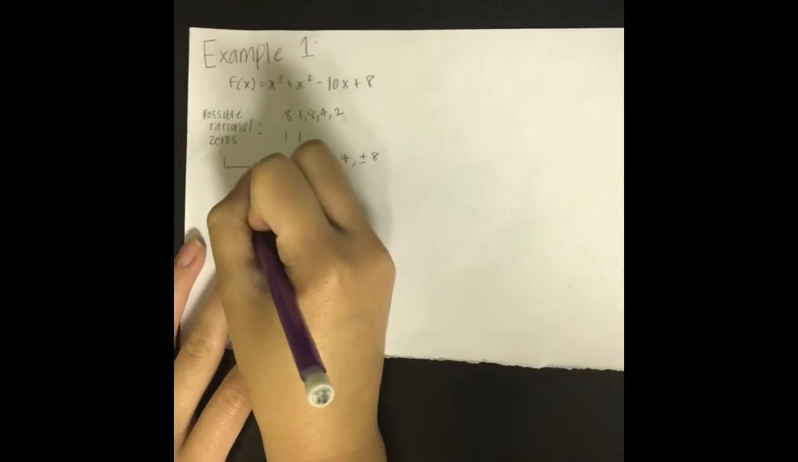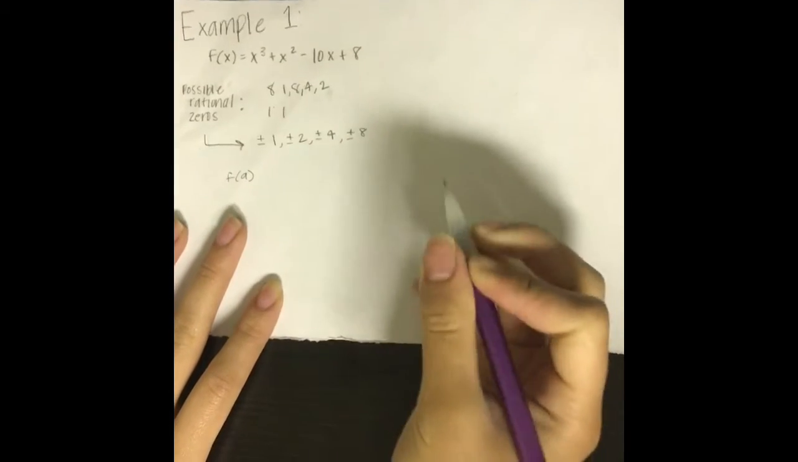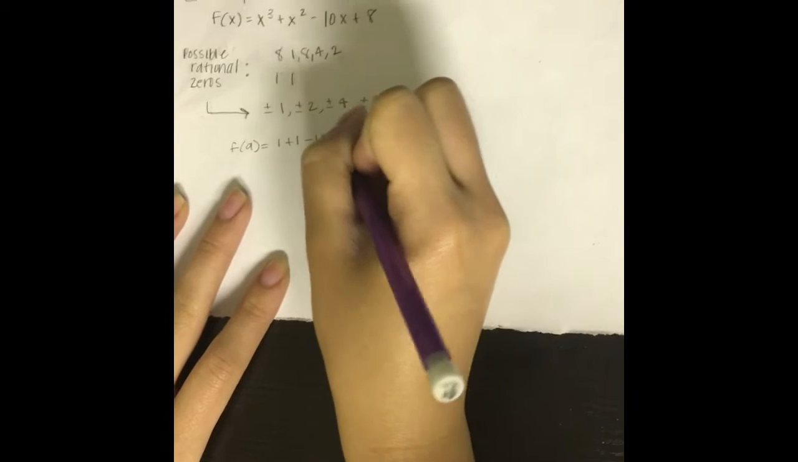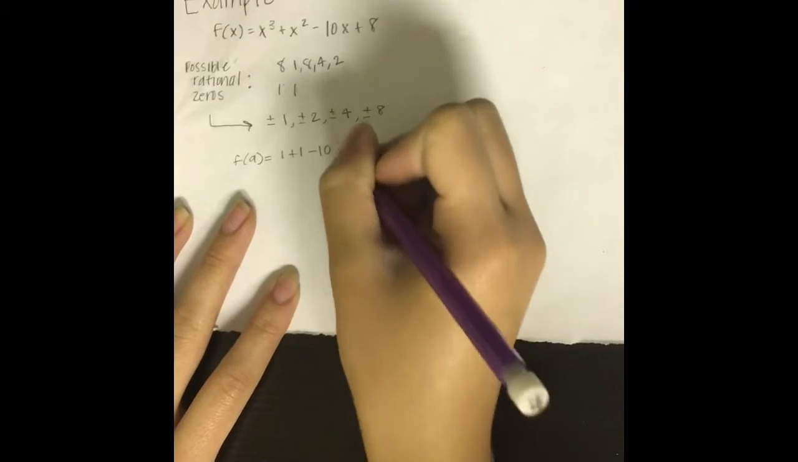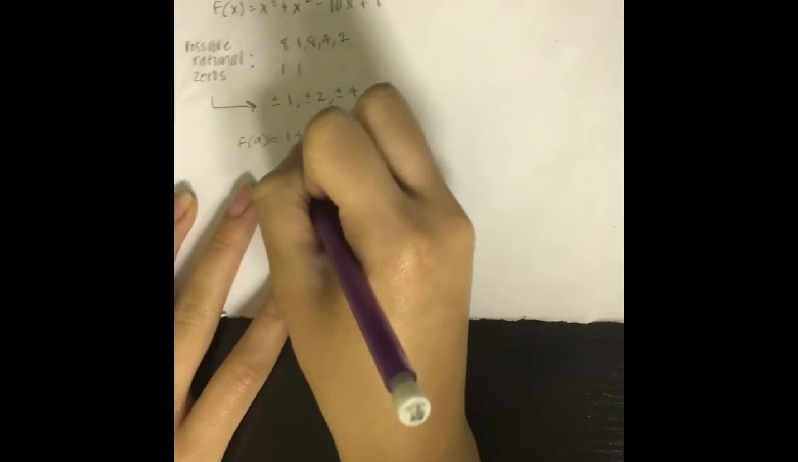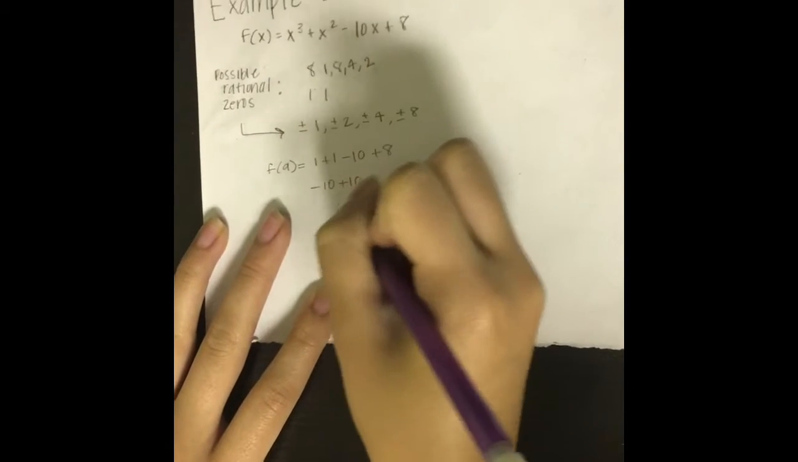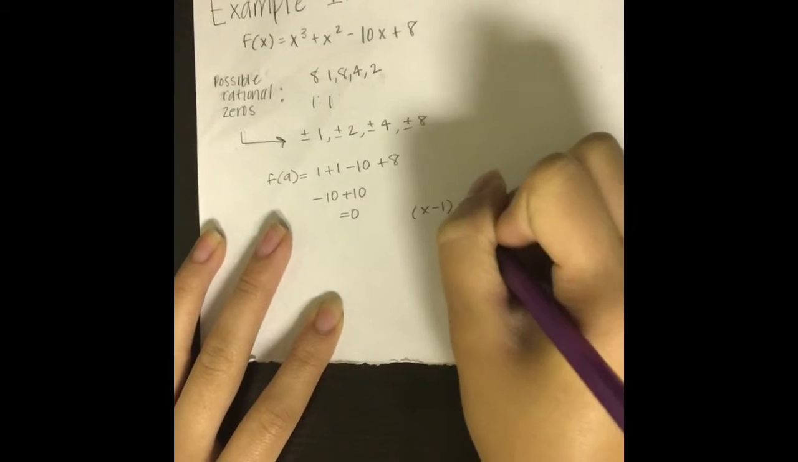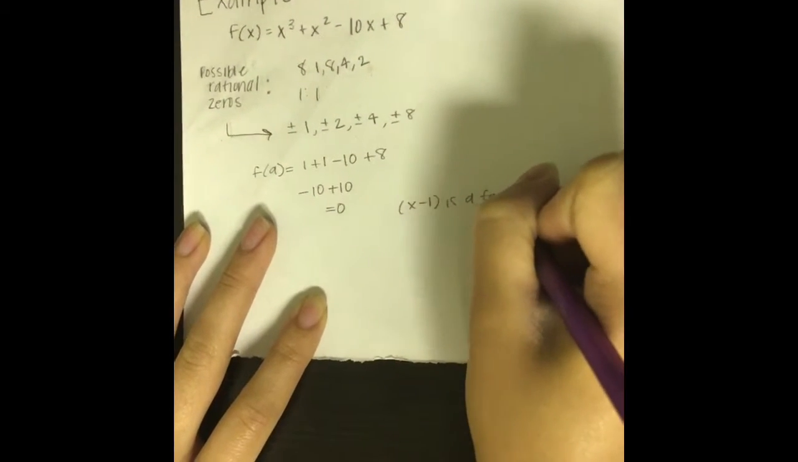Then we're going to plug in 1 to the equation because it's easier, and we can find out if 1 is indeed a zero. So we plug it in and we get 1 plus 1 minus 10 plus 8. And then we add them up and get negative 8 plus 8, which equals 0, which means that x minus 1 is indeed a factor for this polynomial function.